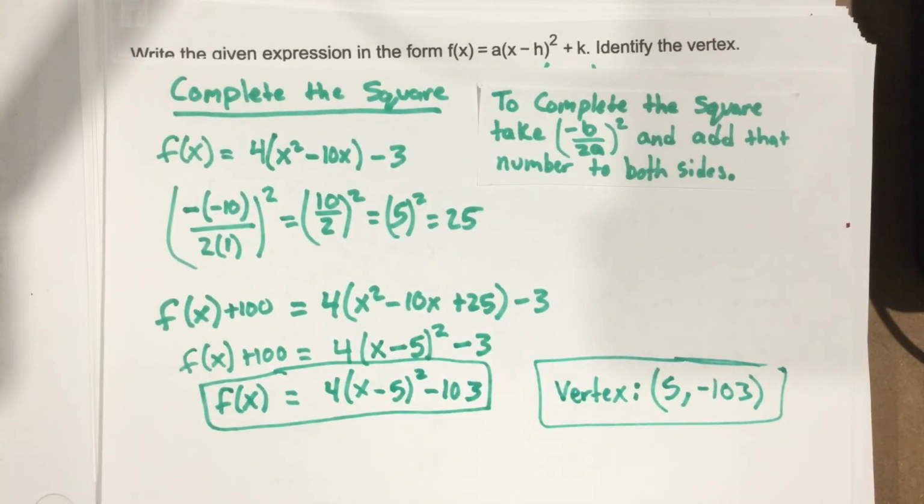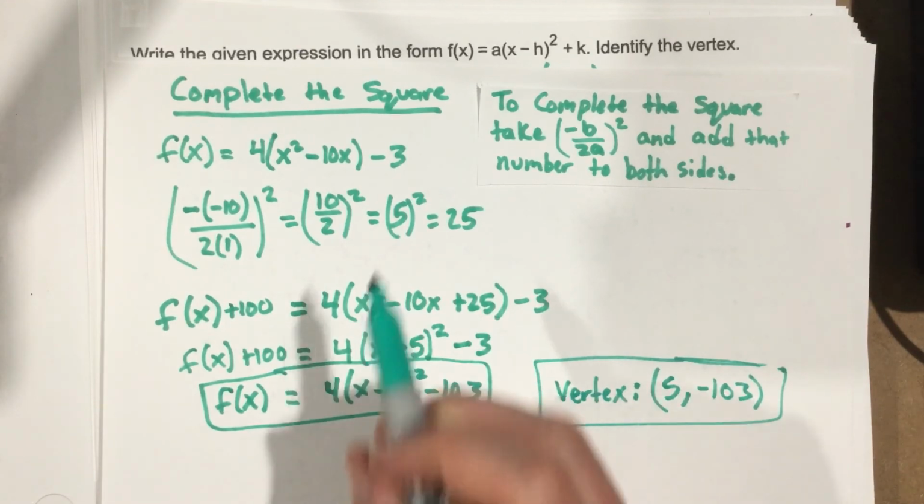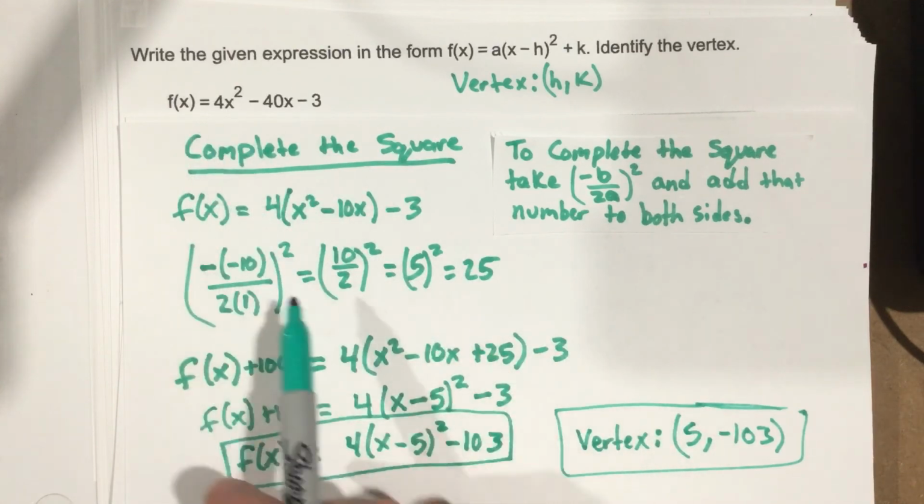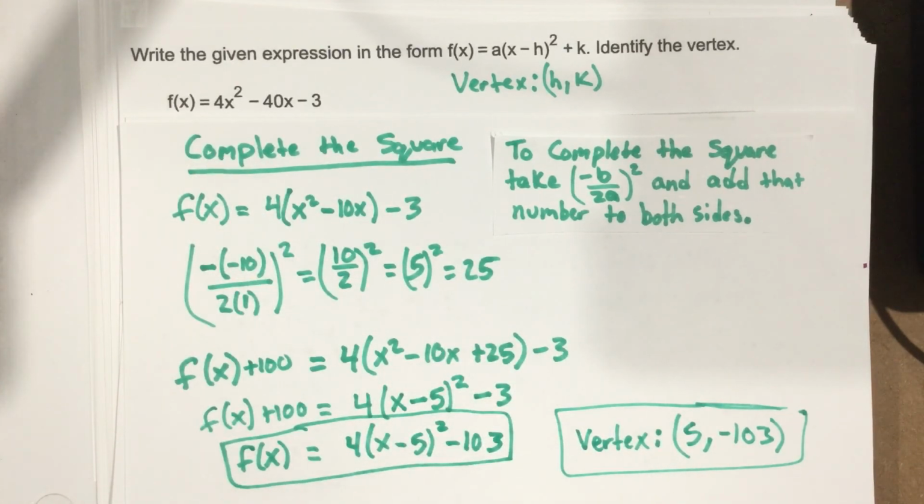So, we completed the square. The only difference here was we factored out the 4 first, right, from the original equation. Factor out the 4 first. And away we went.